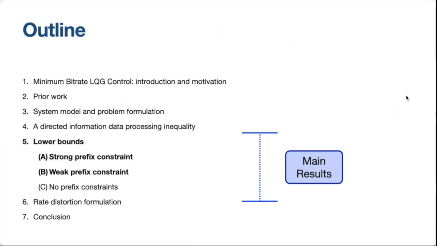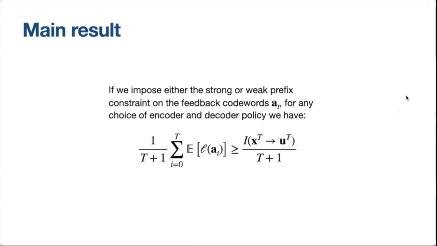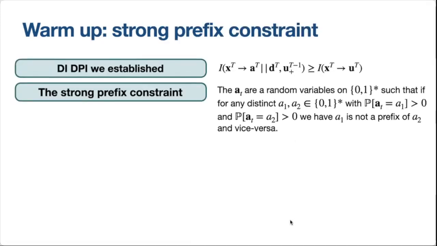We're now going to derive our results for when there's prefix constraints on the code words. Essentially, the main result of this kind of subsection is that regardless as to which of the two prefix constraints we impose, the time average bit rate of the feedback channel must exceed the time average directed information from the state vector to the control input over the same time horizon. I'm going to generally keep the data processing inequality that I just stated at the top of the screen.